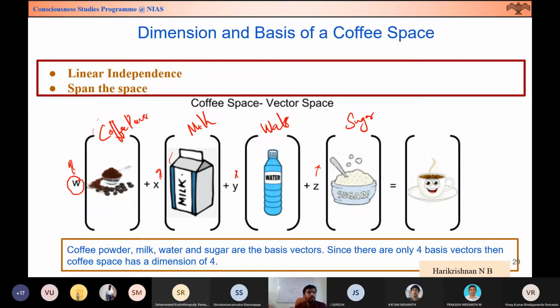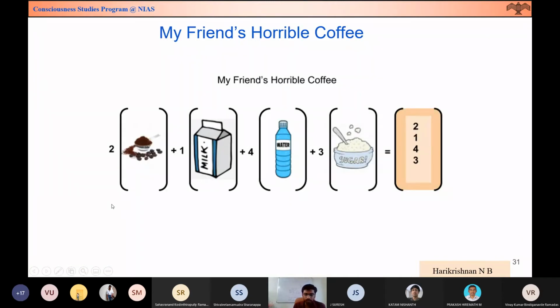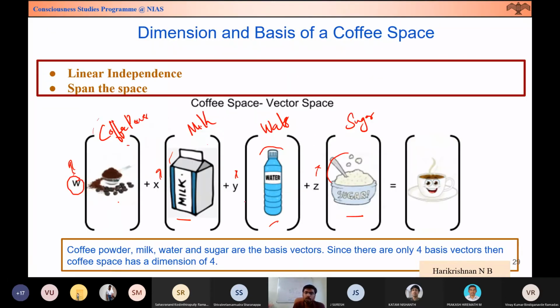Now, let us try and understand these four ingredients: coffee powder, milk, water, and sugar. Can I get sugar from a linear combination of coffee powder, milk, and water? No matter how I mix coffee powder, milk, and water, I can never get sugar. Similarly, by a linear combination of coffee powder, milk, and sugar, I will not get water. Similarly, by a linear combination of coffee powder, water, and sugar, I will not get milk. So basically, what I'm trying to say is that these four ingredients, coffee powder, milk, water, and sugar, are linearly independent.